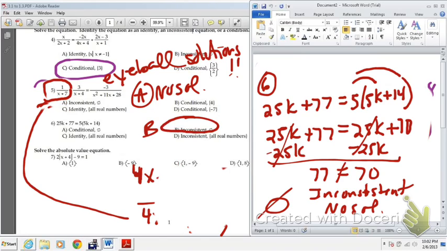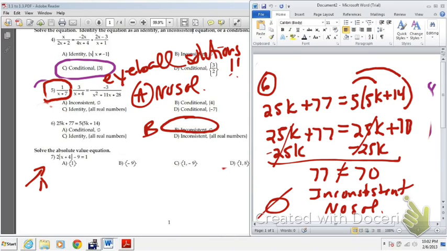All right, and last but not least, I think I actually have room to do number 7 right here underneath it on the page. So it's an absolute value problem. Recall the recipe for solving absolute value, and I'm going to write that here. Isolate the bars, the absolute value bars, and make 2 cases. That's the general recipe if you're looking for a recipe.